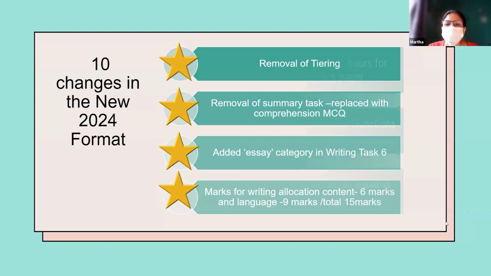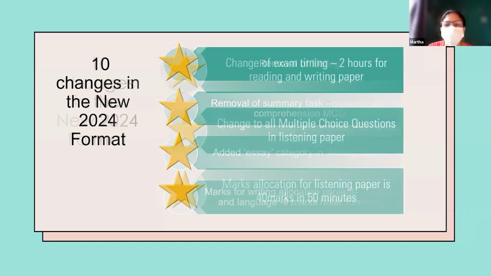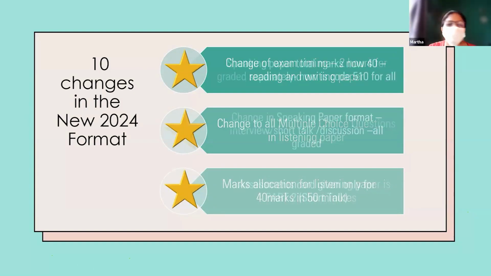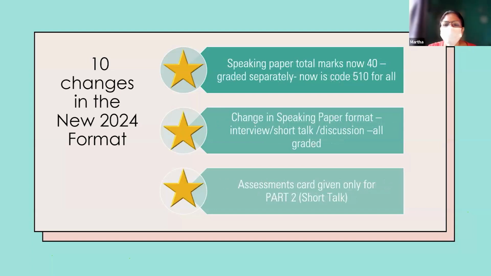Okay. Of course, the change of exam timing is 2 hours for the reading and writing paper. So it means for the students, they have a little more time, right? Previously, I believe it was 1.5. Okay, now the listening paper is all multiple choice questions. And then the seventh change is that the listening paper is 40 marks for 50 minutes. Now the last 3 changes: the speaking paper has now 40 marks graded separately. So now the code is 510 for all.